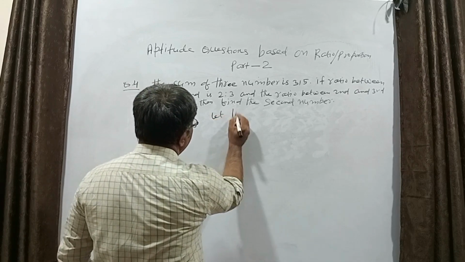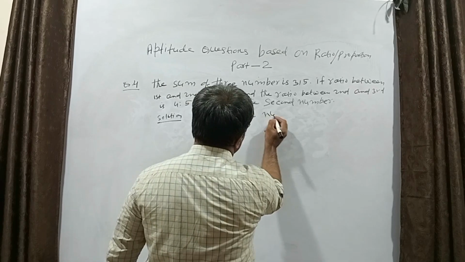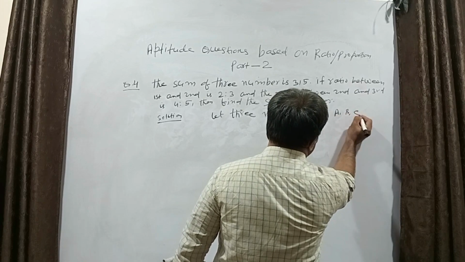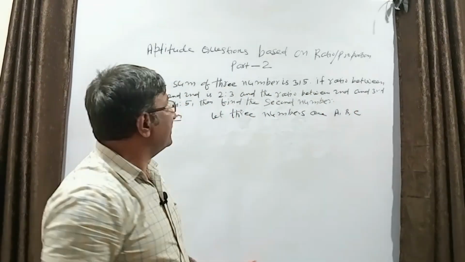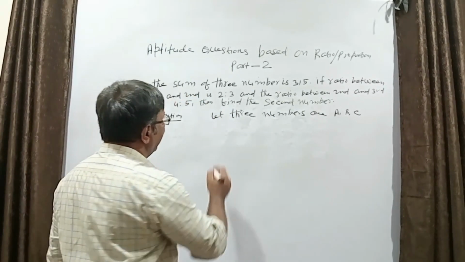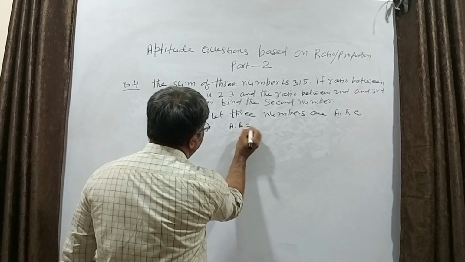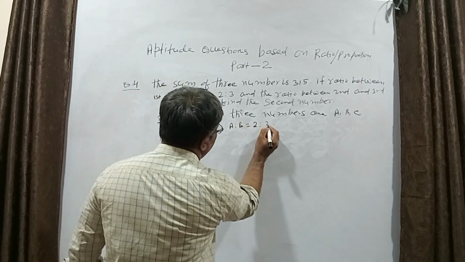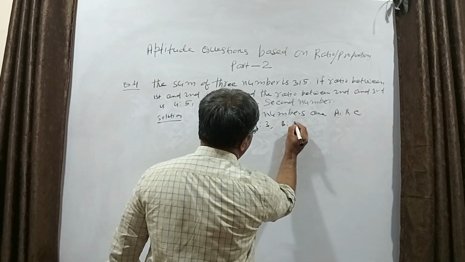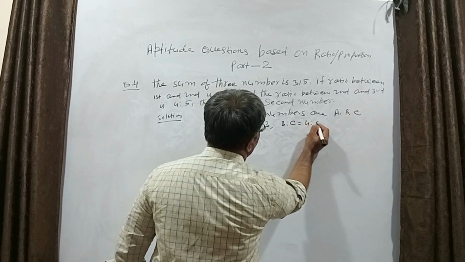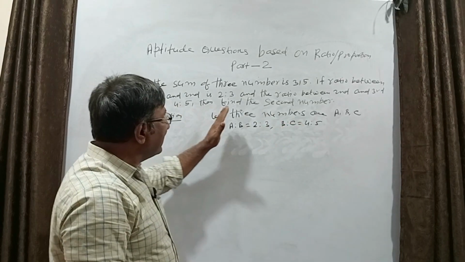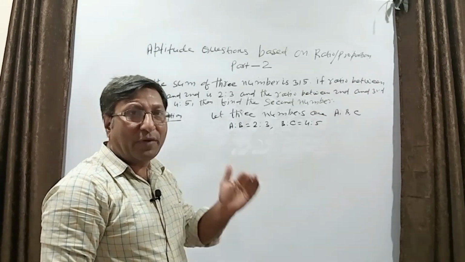Suppose the three numbers are A, B and C. It is given that the ratio between first and second, that is A to B, is 2:3. And the ratio between second and third, that is B to C, is 4:5. We have to find the second number, that means we have to find B.